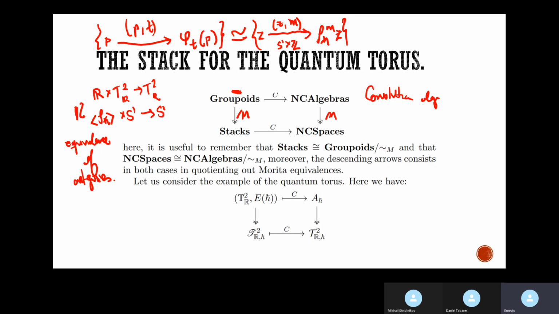And this algebra, this convolution process, if it was a group acting on a point, would be exactly the convolution algebra of functions on the group. But in this case, it's this algebra that we started with, which then goes to its Morita equivalence class. The whole point is that it's very natural to consider this as our space. And this is the quantum torus seen as a stack.